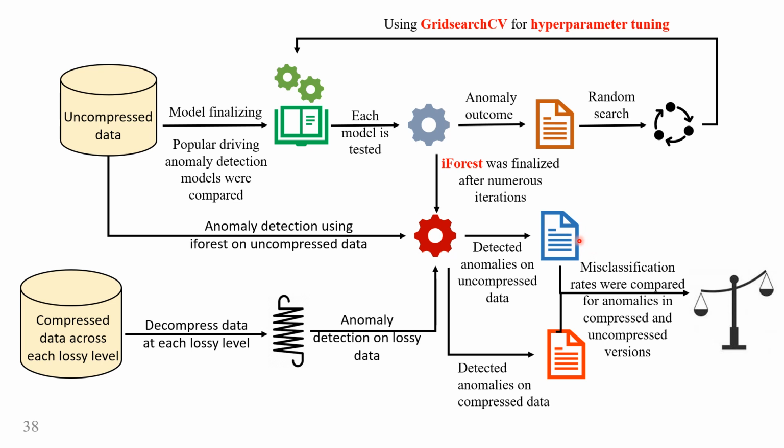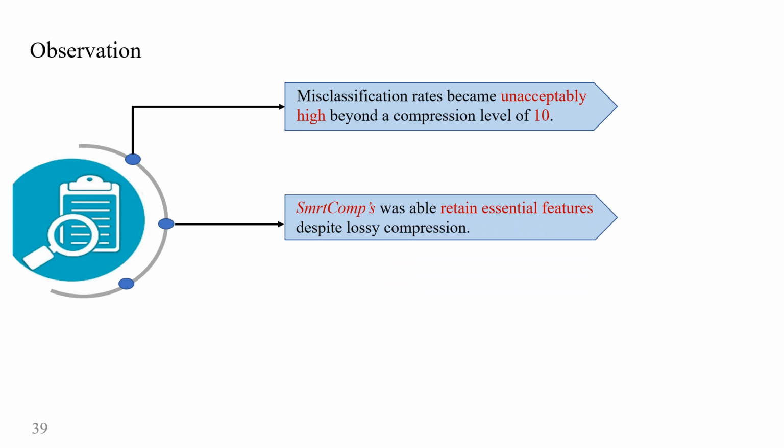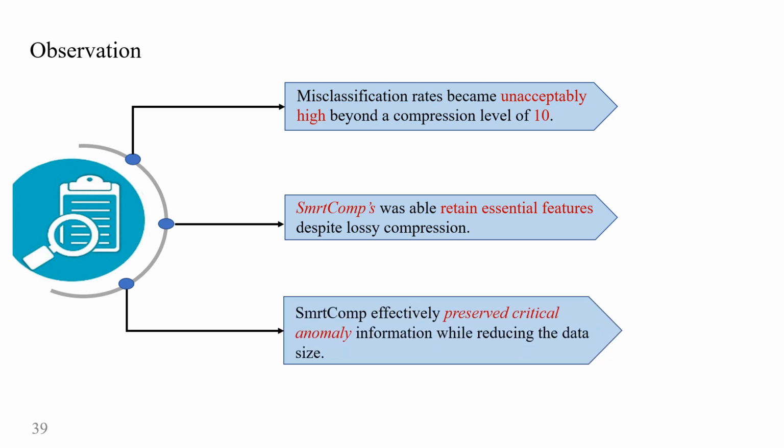we compared the anomalies in the uncompressed data and the compressed data to find out the misclassification percentages in both of them, and finally compared them to find out the efficiency of SmrtComp in retaining the important features or anomalies in the compressed data. A few key observations: misclassification rates became unacceptably high beyond the compression level of 10, hence we restrict to 10 levels of lossy compression. As the misclassification rate across each level was within the acceptable range, SmrtComp was able to retain essential features despite lossy compression. Hence SmrtComp effectively preserves critical anomaly information while reducing the data size.